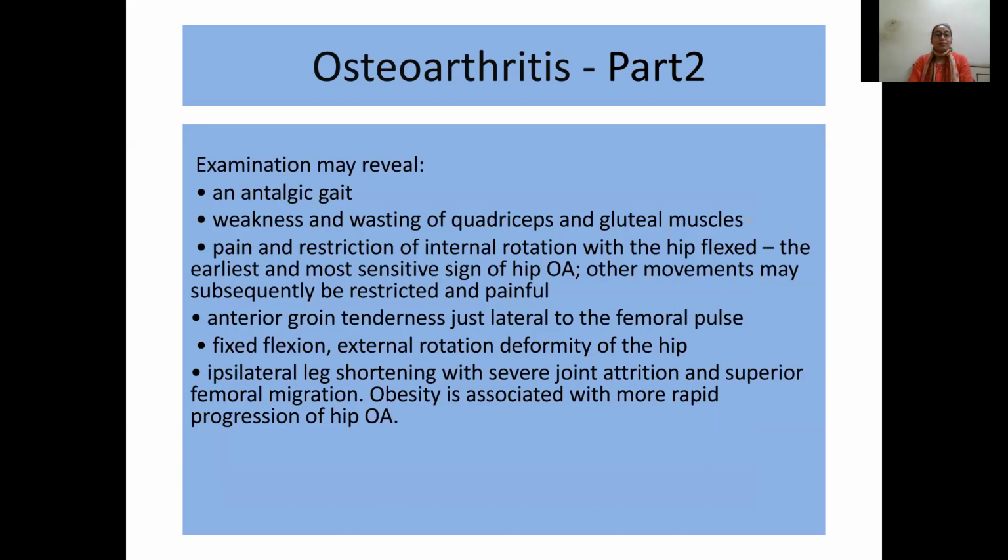Other movements may subsequently be restricted and painful. Anterior groin tenderness just lateral to the femoral pulse, fixed flexion, external rotation, deformity of the hip. Ipsilateral leg shortening with severe joint attrition and superior femoral migration. Obesity is associated with more rapid progression of hip OA.